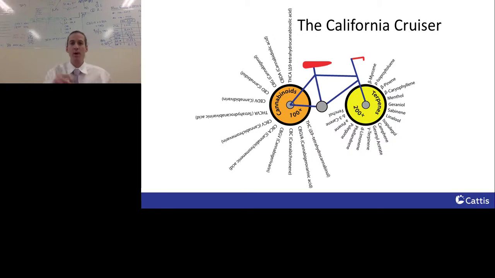Here we have what I like to call my California cruiser. This slide is a work in progress, and it's an attempt to explain the relationship between terpenes and cannabinoids. The way I like to explain it is a bicycle. A bike has two wheels, a front wheel and a back wheel. The back wheel provides the energy to propel the bike forward, while the front wheel steers the bike.